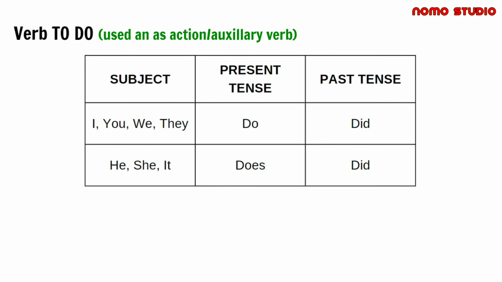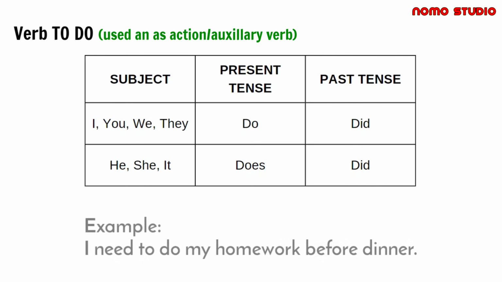So kapag past tense naman, ibig sabihin na nangyari na in the past, so pwede na natin gamitin yung did. So for example, I need to do my homework before dinner. So gumamit tayo ng do kasi present at saka yung subject is I. Nasabi natin na present tense yung sentence because of to do. So ibig sabihin gagawin pa lang in the nearest possible time.